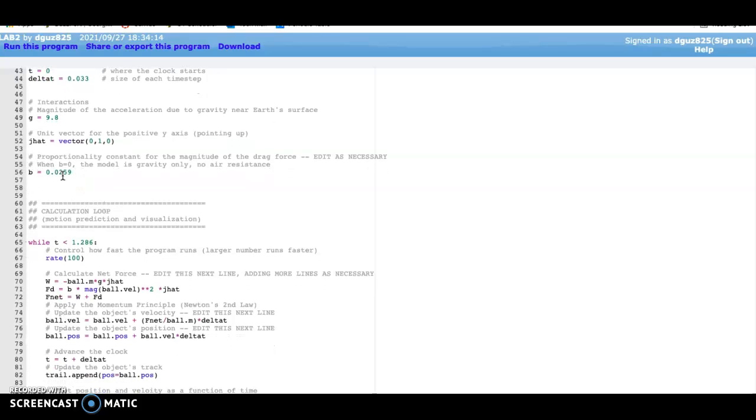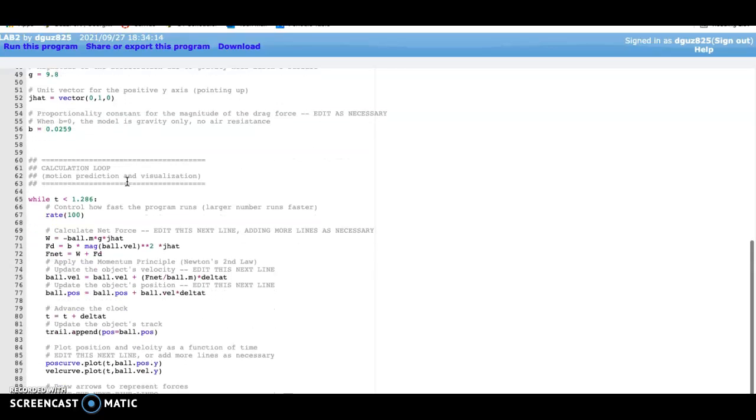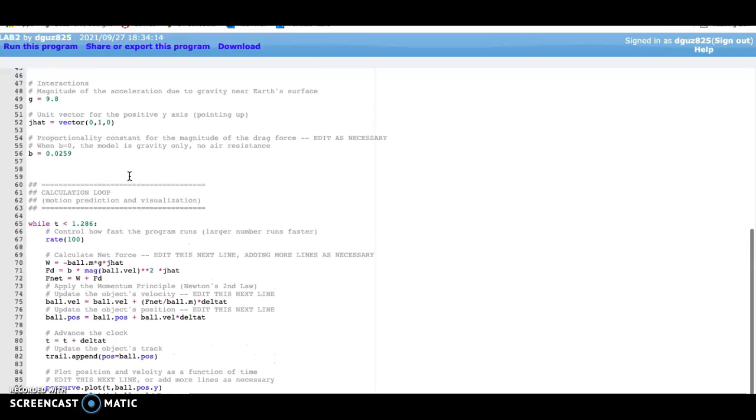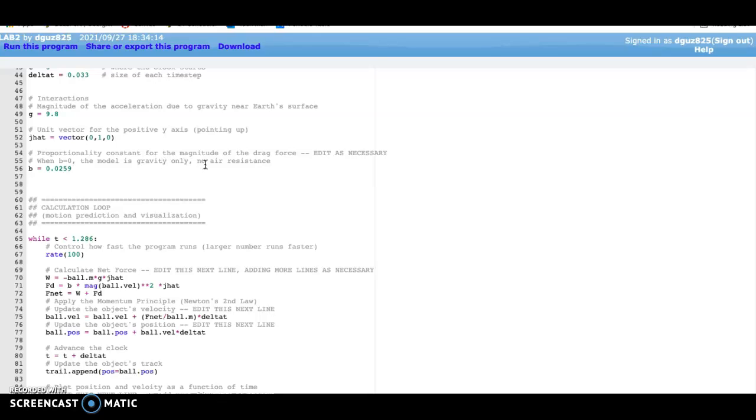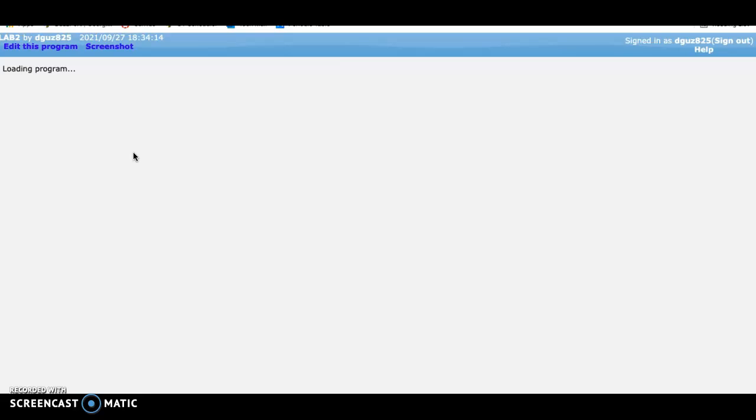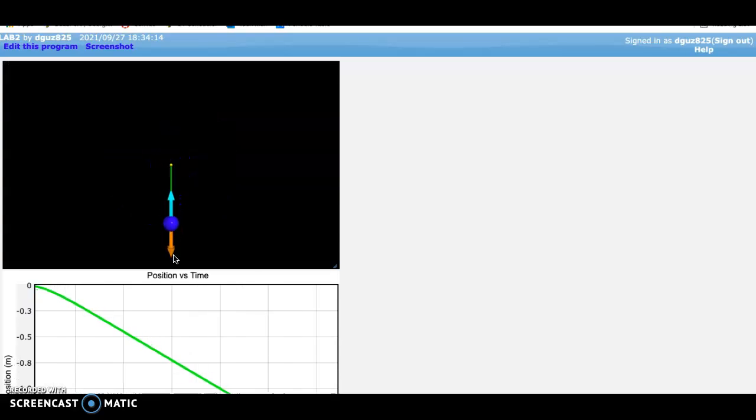Mine was 0.0259, and the drag force would be equal to B times the magnitude of the ball's velocity squared times j hat, being the direction, which is in the positive y direction because it is going against gravity, which is in the negative y direction. If we run this program, we see the force of gravity in negative y and the drag force in the positive y.